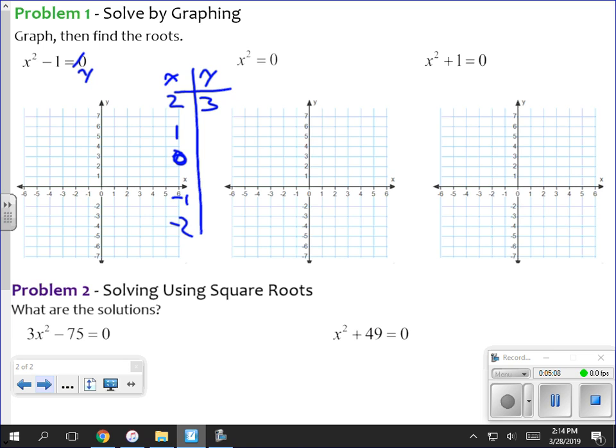1 minus 1 is 0. When I take 0 and square it, 0. 0 minus 1 is negative 1. Now, when I take negative 1 and square it, what do I get? Positive 1. 1 minus 1 gives me 0. And I take negative 2 and square it, I get positive 4. 4 minus 1 gives me 3. Plot those x, y points.